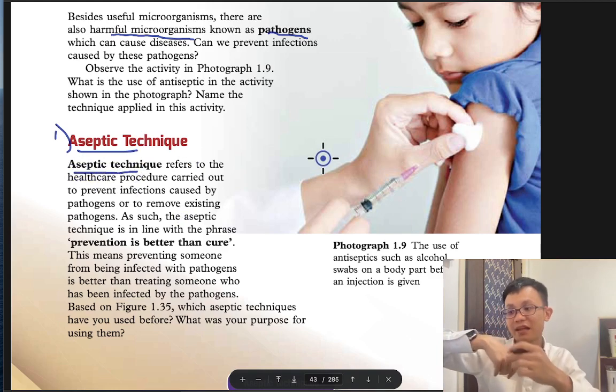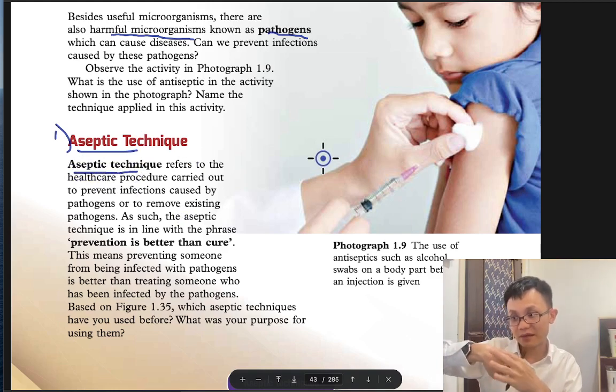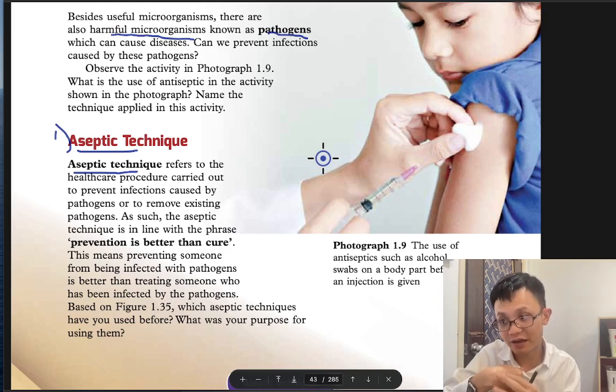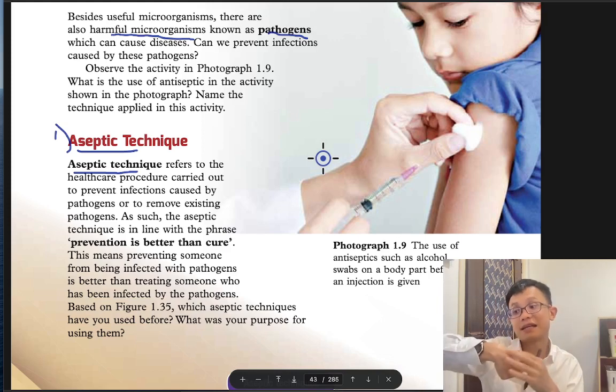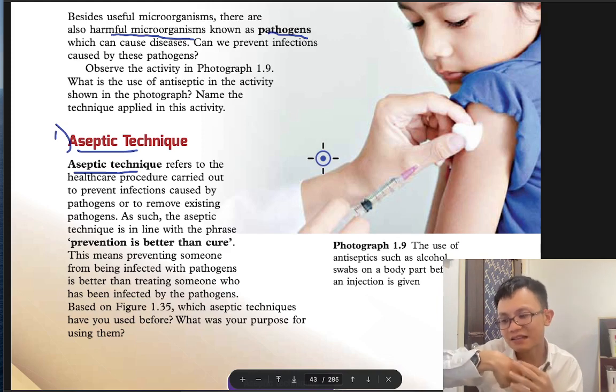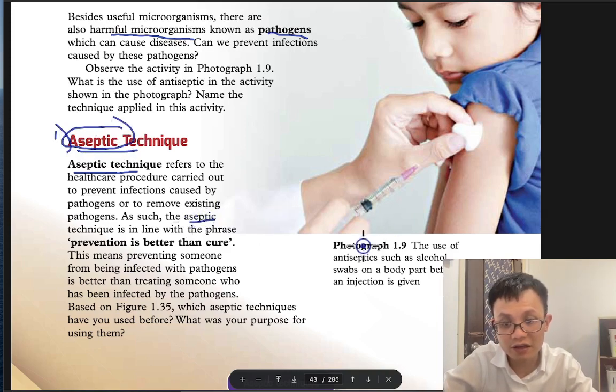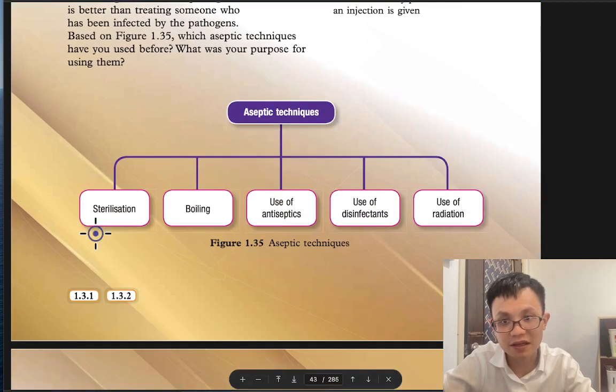So let's say you cut here, got blood already. You put the antiseptic so that the cream can kill the bacteria and virus. But I say cream, but in the exam you don't write cream. You write the antiseptic, to kill whatever bacteria. So there are many methods. You can use sterilization, boiling, antiseptic, disinfectant, and radiation.